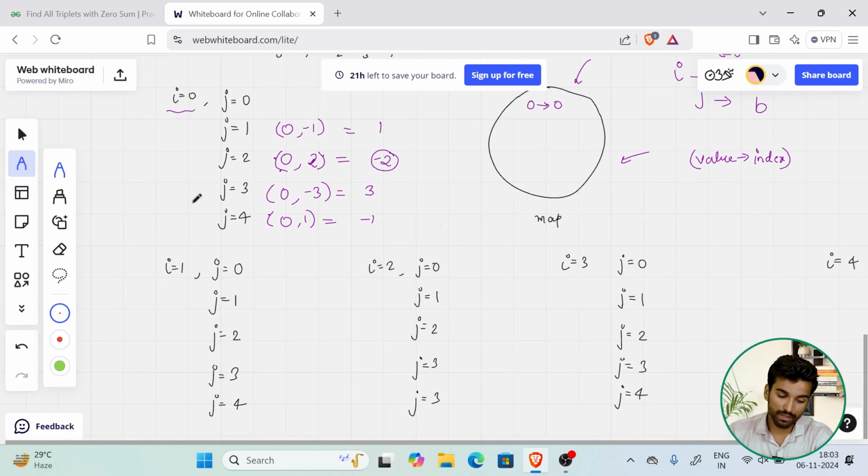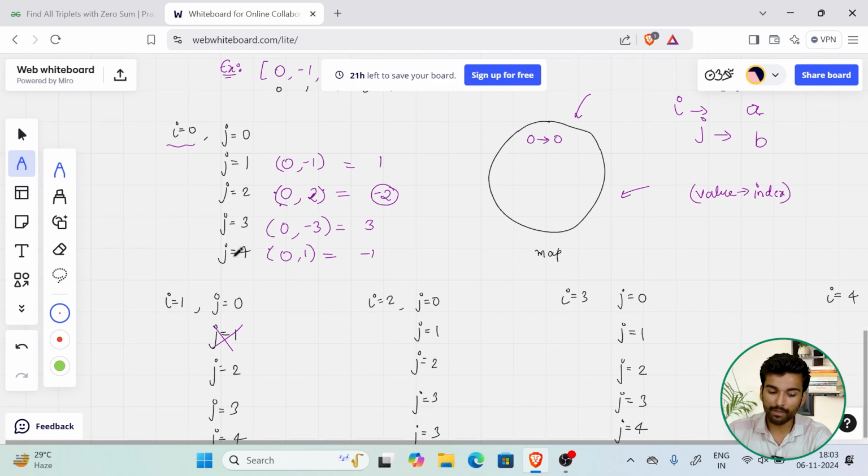So the i value is 1. So we are not going to take j value is equals to 1 here, because the j value and i value become equal, right? So i value is 1, j value is 0. What are the values present at these particular indexes? So it is 0 and minus 1. So the sum is coming out to be, here we can clearly see that 1 is also not present. Move to the next index.